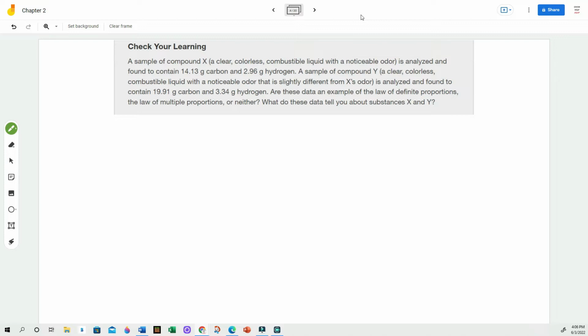Are these data an example of the law of definite proportions, the law of multiple proportions, or neither? What do these data tell you about substances X and Y? All right, so we're going to do the same kind of math that we did for the previous problem. So let's start this time with compound X.